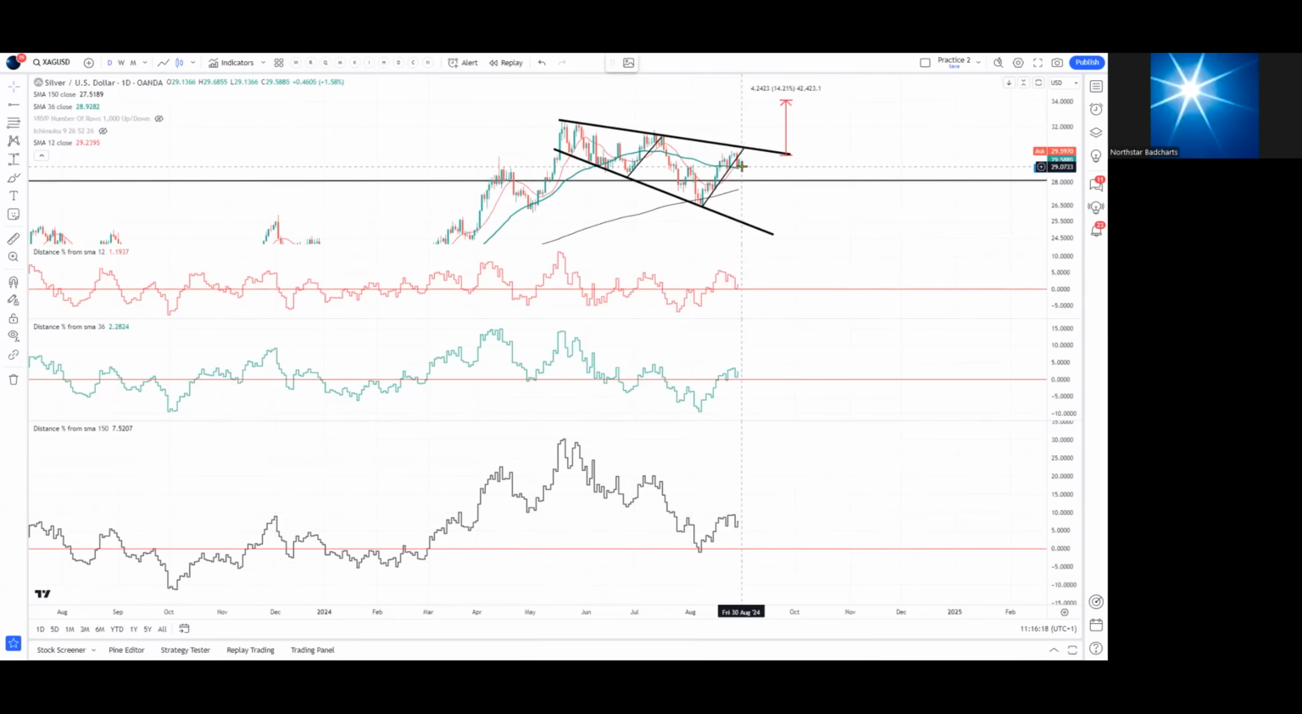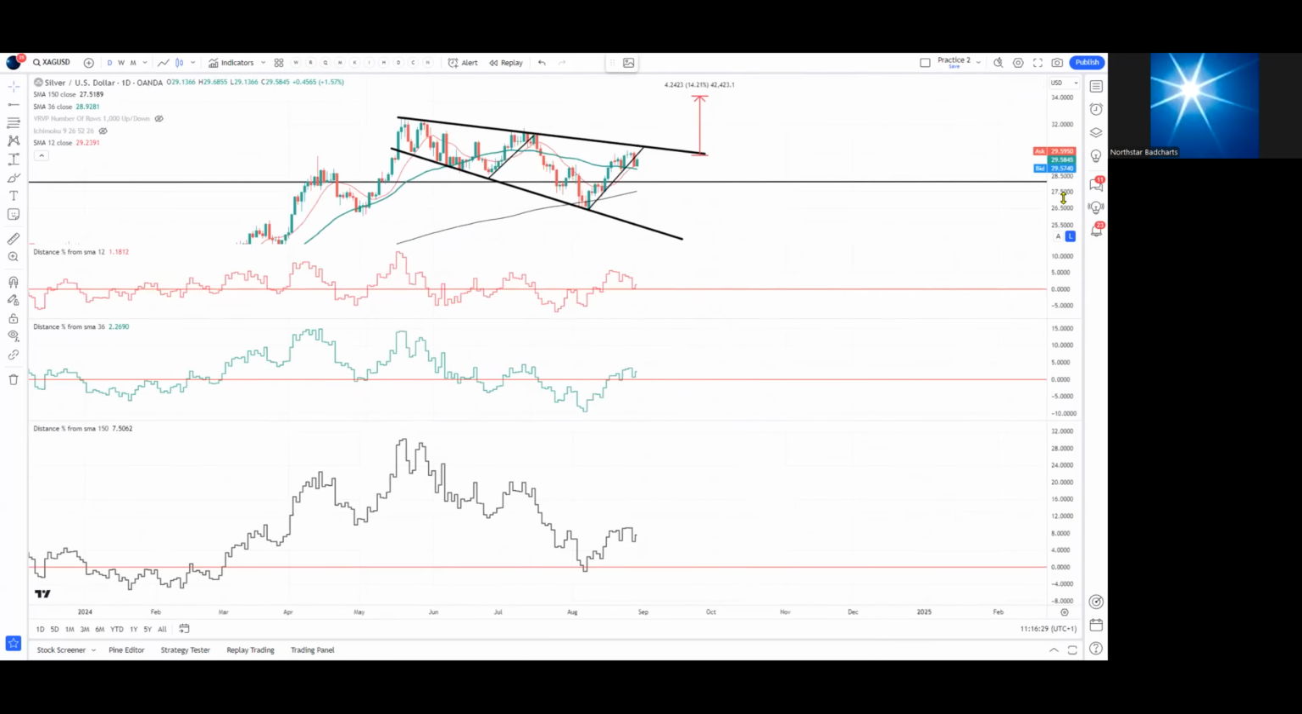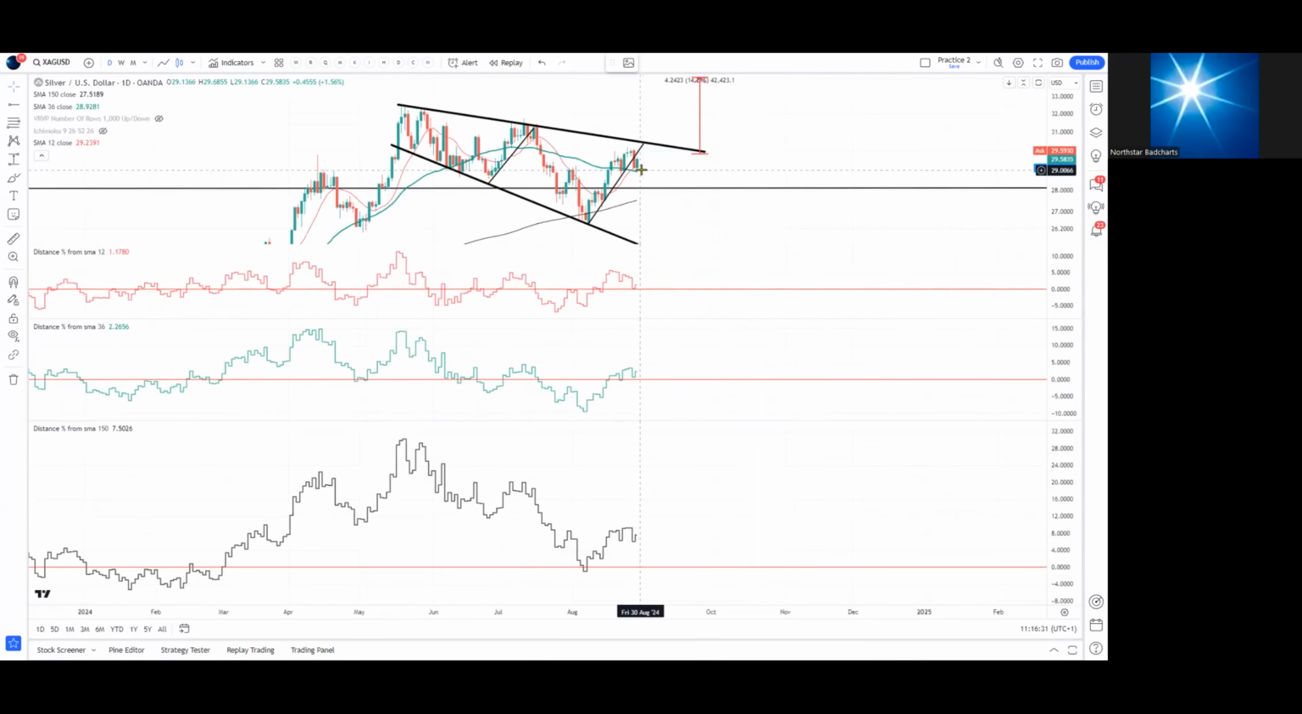So you can see the price is very close to the red line. So in terms of the distance from the 12-day moving average, we're almost at zero, because price is almost on that red line. It's also quite close to the green line. So you can see the green distance from moving average being plotted here. We're only 2.5% above the 36 period moving average, the green line up here. But we're quite a long way above the black line, and the black line is the 150-day moving average. And you can see that we're currently 7.5% above the 150-day moving average.